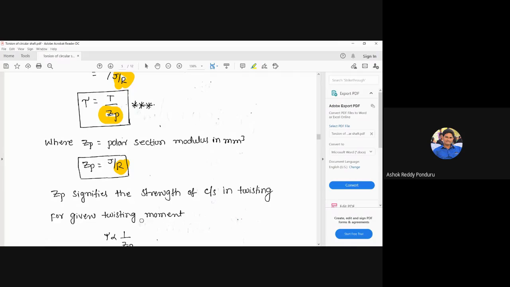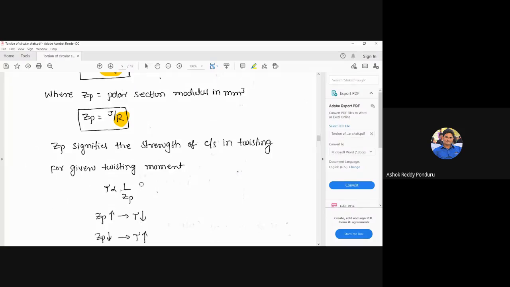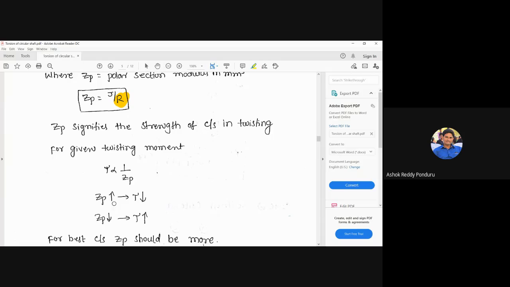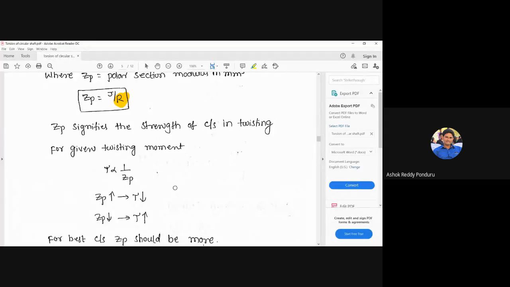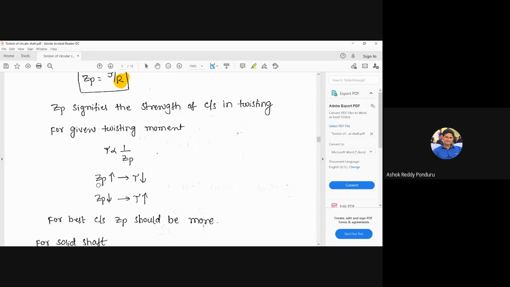Okay, for a given twisting moment, tau is inversely proportional to ZP. If the ZP value is more, then the tau is less. If the ZP value is less, tau is more. What I said earlier also. As a design engineer, the main objective is how to minimize the stresses. That is very important. If you maximize the ZP value, then we can minimize the stress. That point you have to remember. That's why for the best cross section, the ZP should be more. If the ZP is more, then the shear stress is minimum.